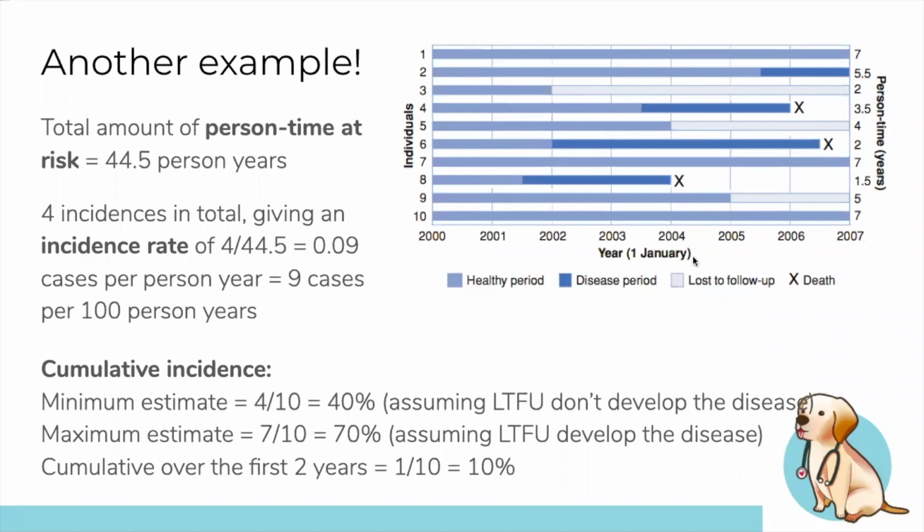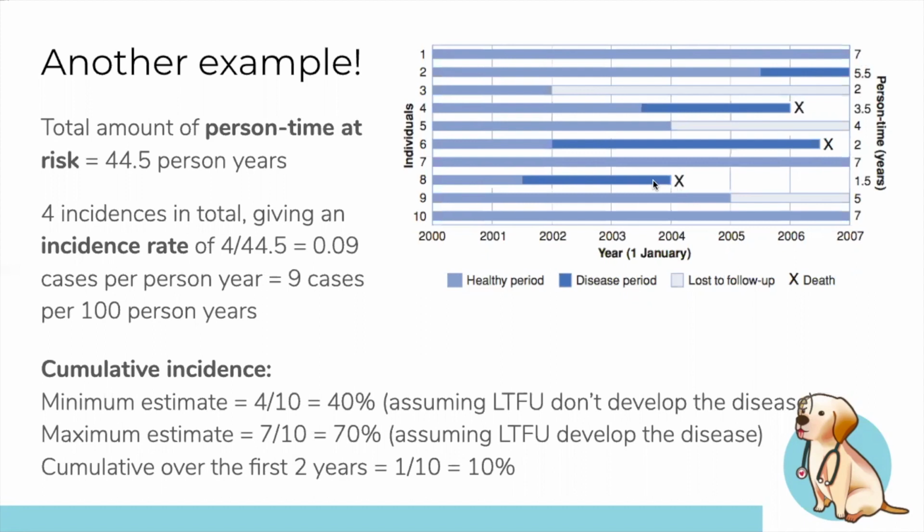Essentially, when you have person time at risk, you're looking at how long the person was healthy for, because that's the total amount of time they were at risk and didn't have the disease. So they've kindly put the number here for how many years each person has gone at risk. And if you add it together, you get 44.5. And then you have 4 incidences in total. So 4 people have actually developed the disease. It's this dark blue here.